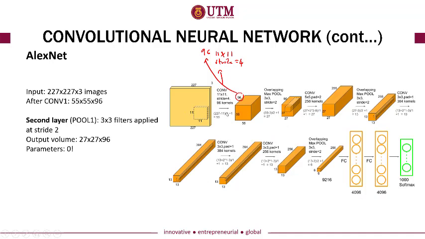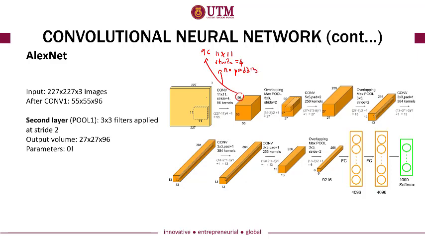Okay, you can see that's how they count it: 227 minus 11 divided by 4, because you jump 4 steps ahead, so you need to divide by 4, and then plus 1. And there's no padding mentioned in this convolutional layer, meaning there's no padding.